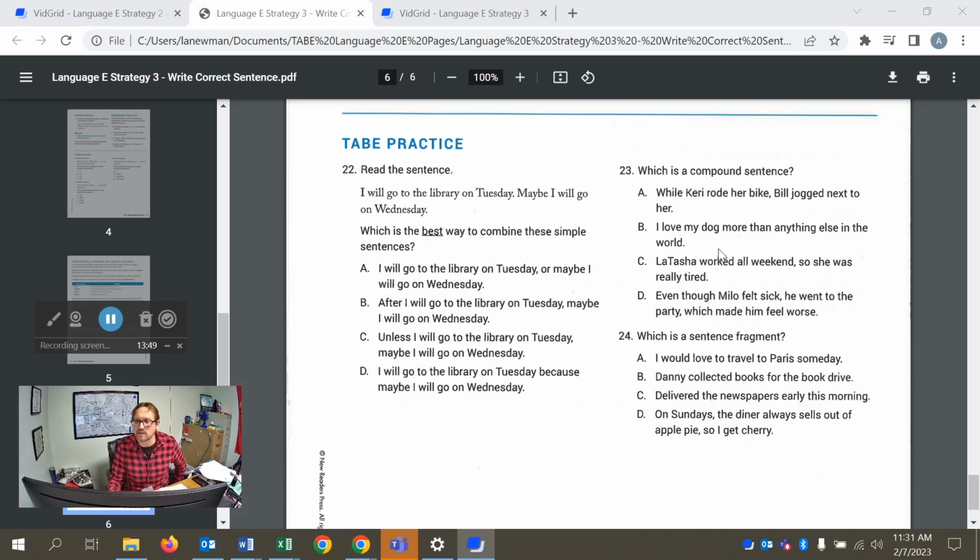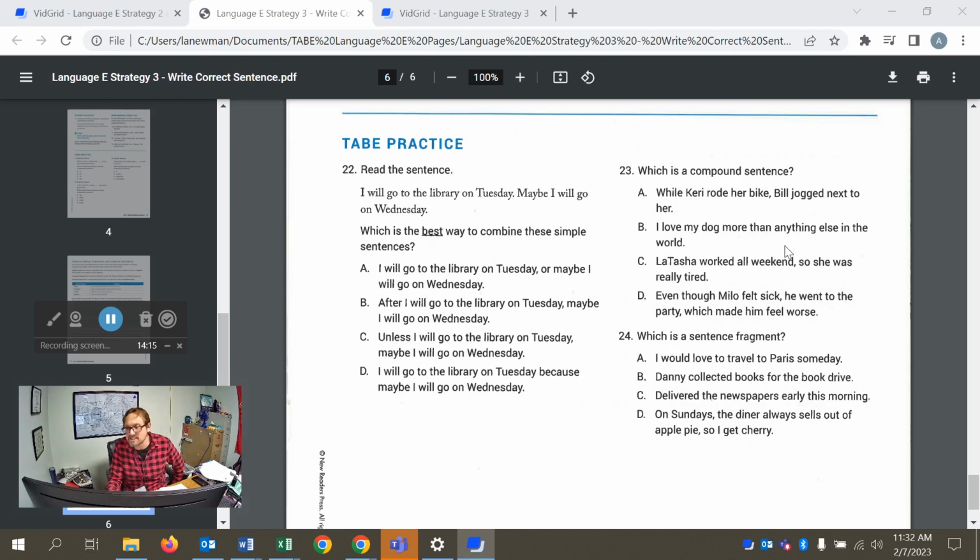Okay, 23, which is a compound sentence. Again, 2 independent clauses. And it's C, Latasha worked all weekend, comma, coordinating conjunction, so, she was really tired. Latasha, subject, worked, verb. She, subject, was, verb. And then the comma and coordinating conjunction to link the 2 together.